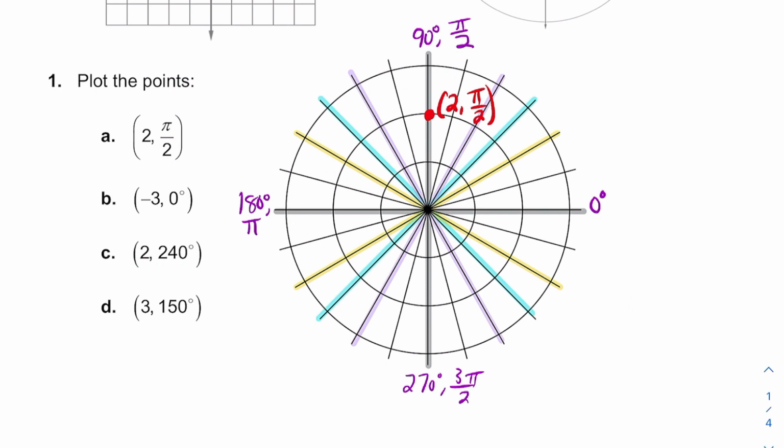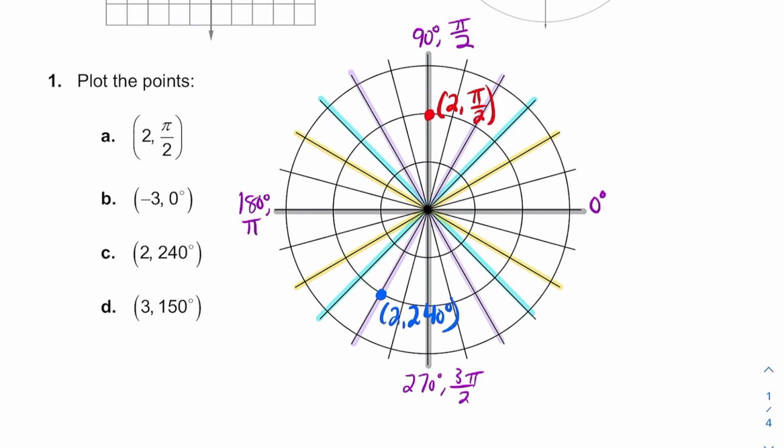Right now, for part C, 2 comma 240. Use those quadrants to help you out here. Narrow down the search. 240 has to be in quadrant 3. And that one is closer to 270. It is 30 degrees away. Circle 2, that's going to put us right here along that light purple line in quadrant 3. So that is 2 comma 240.